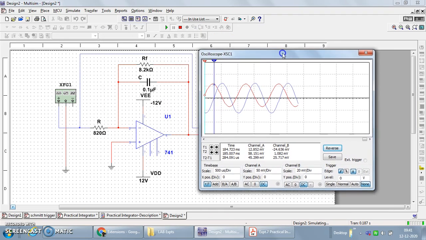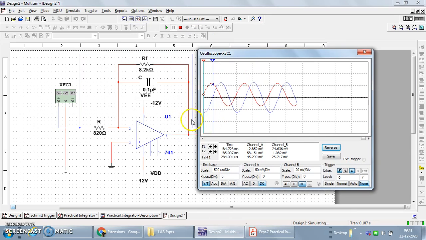Now we can observe the effect. What effect? We have already seen that if we want to change the magnitude of the output waveform, that is possible by changing the values of R and C. If I want to change the amplitude of the output waveform, by changing the values of capacitor and resistance, it is possible. But we'll come to this point later.